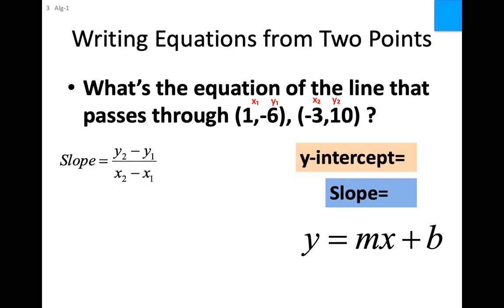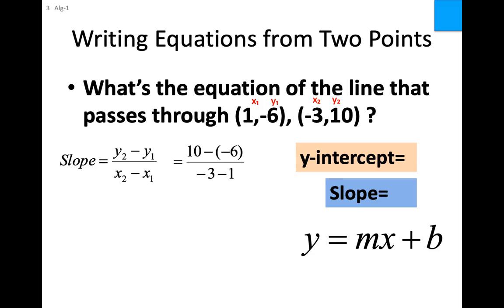10 minus -6. Perfect. Over. -3, -1. Okay. Remember, there's always this one minus sign right here. Okay, two negatives. So 10 plus 6 is 16 over.